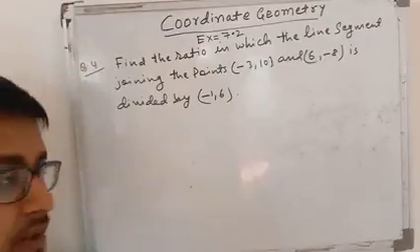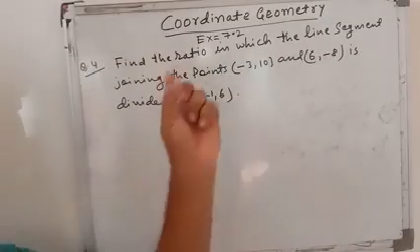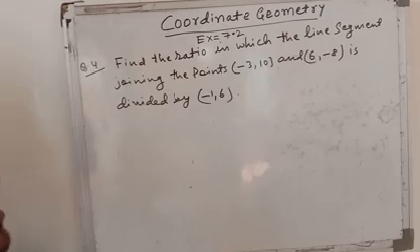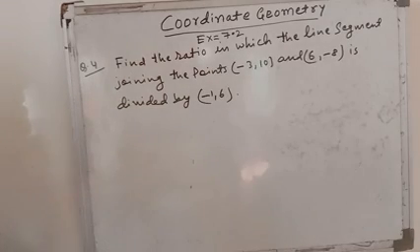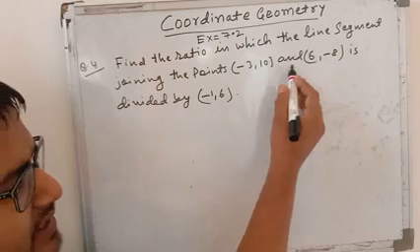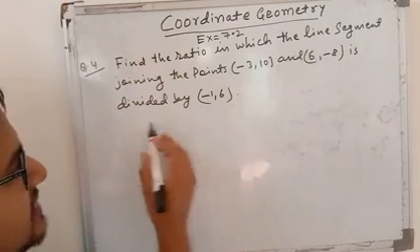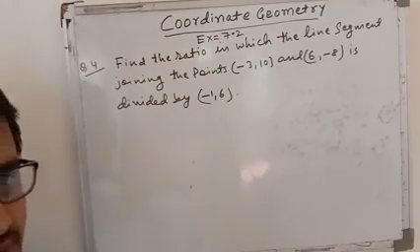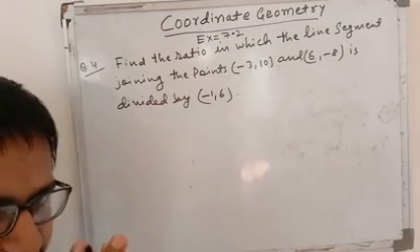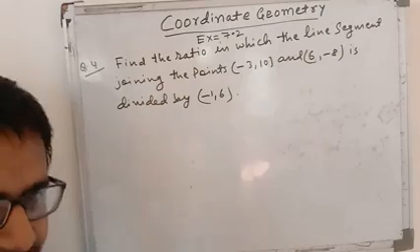Good morning everyone. Today we will do exercise 7.2 question number 4 from coordinate geometry. Find the ratio in which the line segment joining the points (-3, 10) and (6, -8) is divided by (-1, 6). In this case I will draw a simple figure by assuming the points.